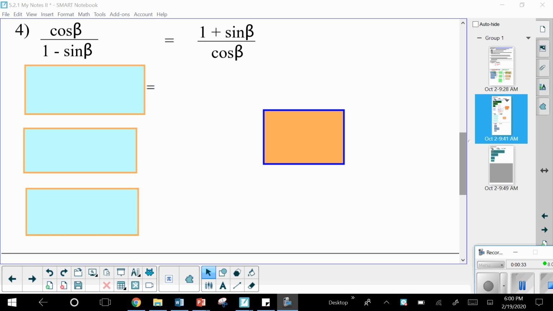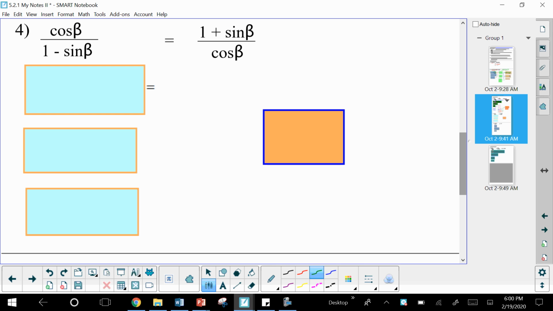Now the common misconception on this particular problem, and I don't know why it's just this one, but people try to cross multiply all the time on these. We aren't doing a solve problem, we are doing a prove problem, so make sure that you're not trying to solve these guys.